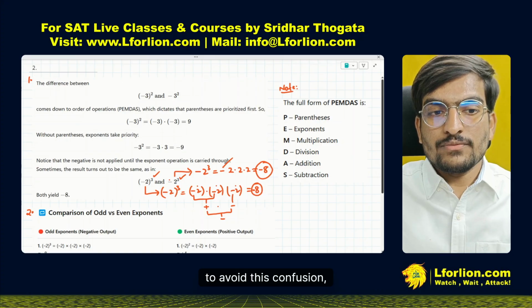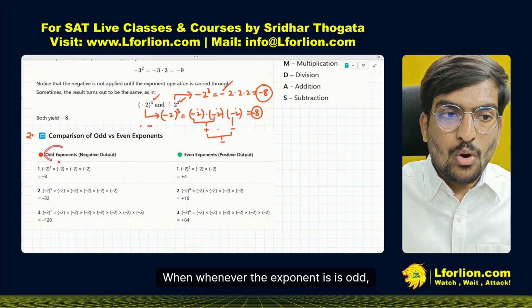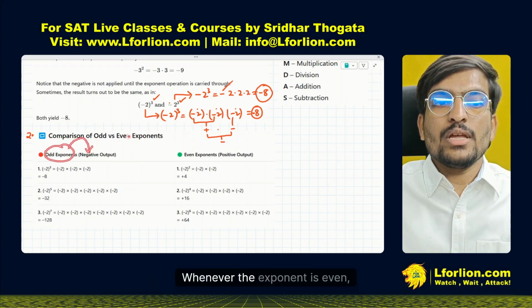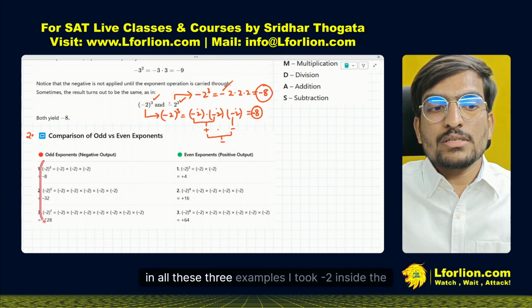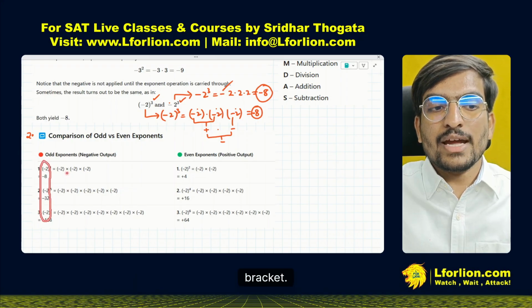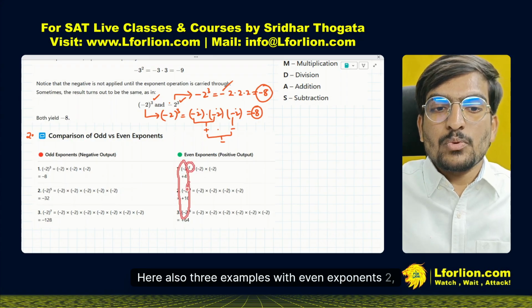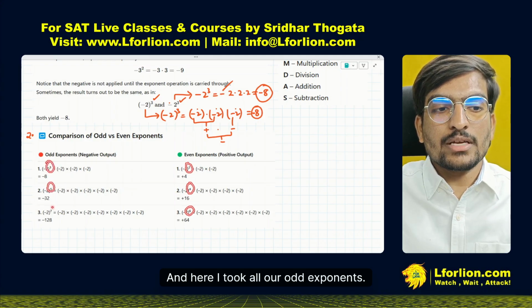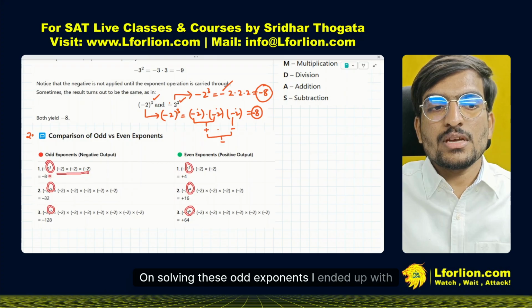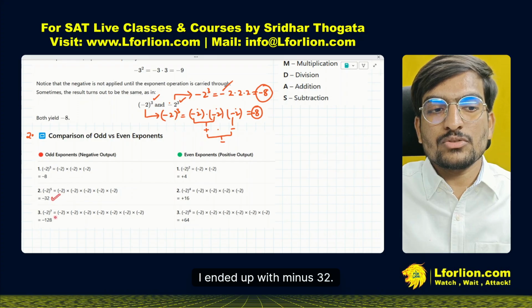To avoid this confusion, I'll tell you one thing. Whenever the exponent is odd, then the output is negative. Whenever the exponent is even, then the output is positive. You see, in all these three examples, I took negative 2 inside the bracket, I mean in parenthesis. Here also three examples with even exponents, 2, 4 and 6. And here I took all odd exponents. On solving these odd exponents, I ended up with negative 8. Whenever it is 5 as an odd exponent, I ended up with negative 32. And with odd exponent 7, I ended up with negative 128.